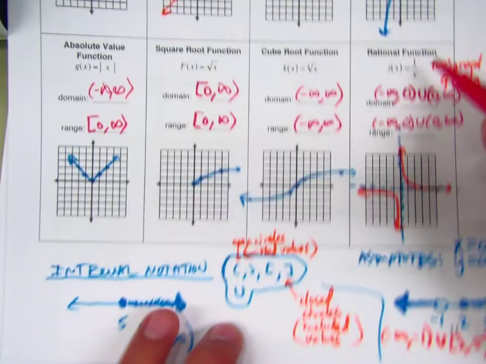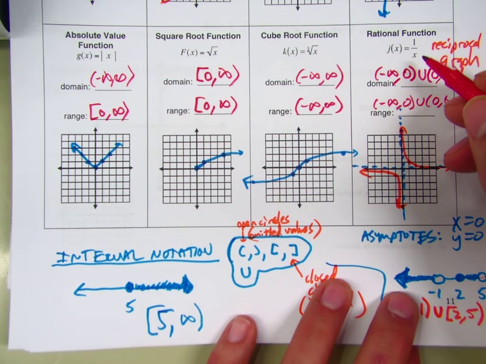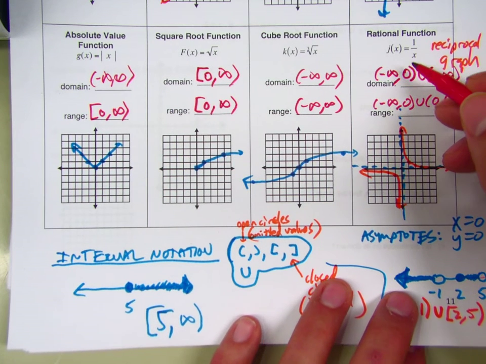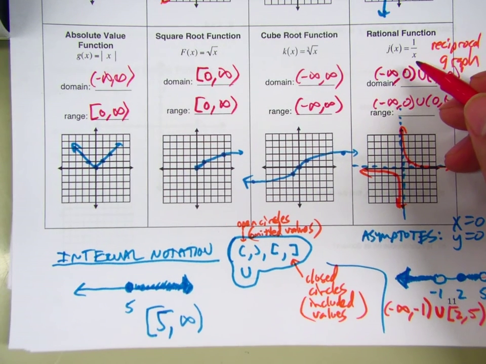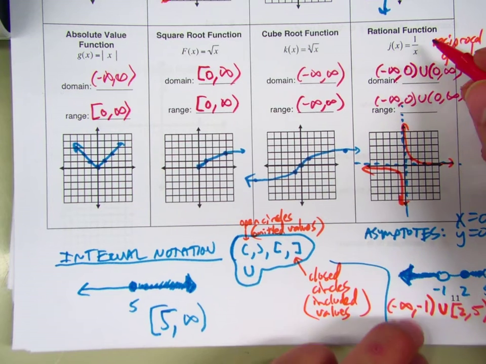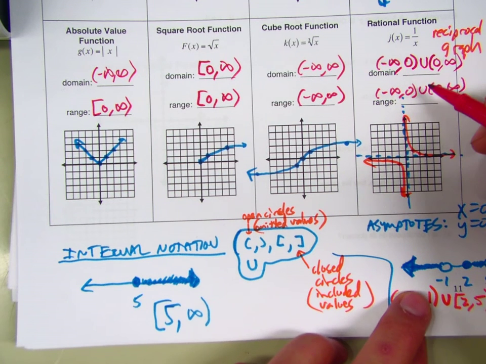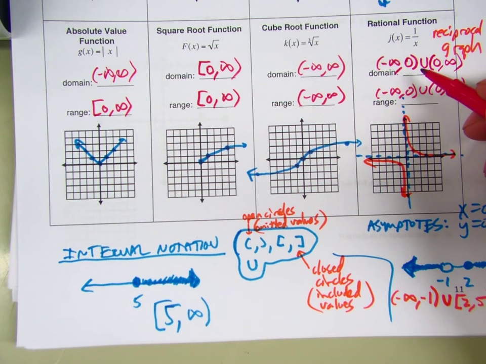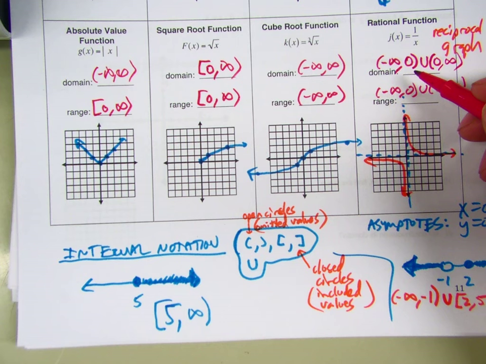Okay? But when we get to the reciprocal graph, what's one rule you know about dividing numbers? What's one number you're never allowed to divide by? 0, which is why we see this 0 popping up as our separation, because we can't use that value as part of the domain. Okay?